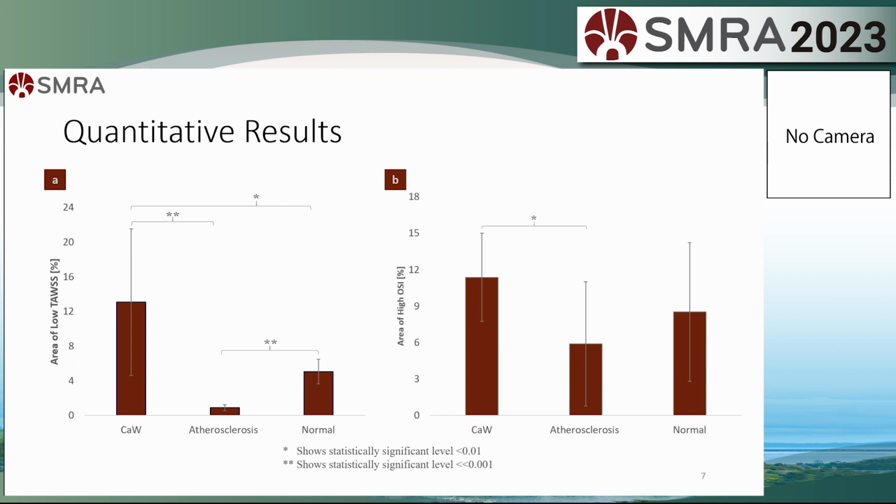When we look at OSI, we see that carotid web and atherosclerosis are statistically significant, but when we compared it to normal, there were some normals with a really large bulbar segment. But that also shows that time average wall shear stress may be a better parameter compared to OSI.